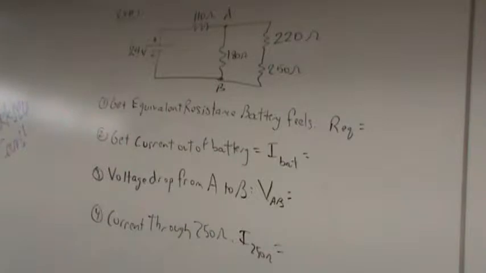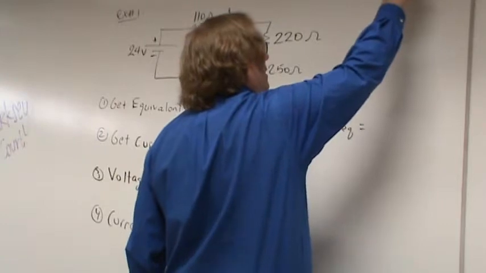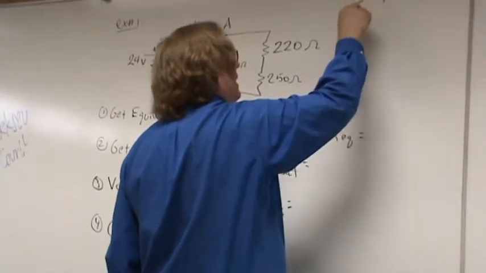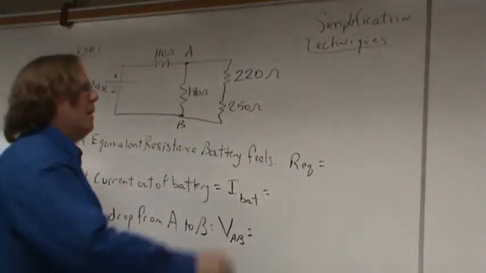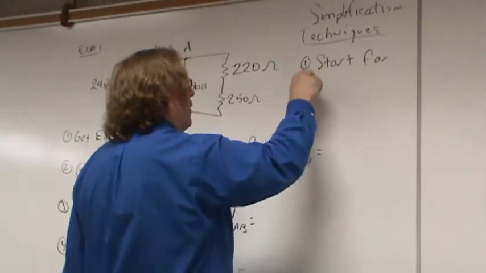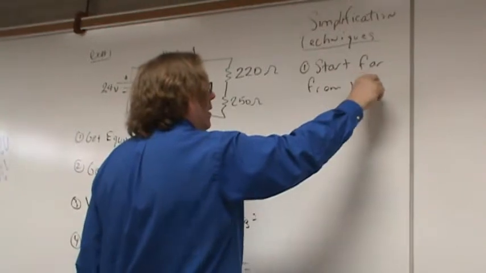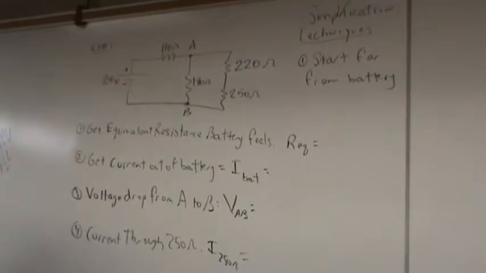The technique for getting all this stuff is actually very easy to say, but in order to get good at it, you're going to have to do lots and lots of problems. This is the type of thing that the more you do it, the more intuition you gain. Here's the simplification technique. Number 1, you're going to start far from the battery. You're essentially starting far from the battery and working yourself toward the battery.